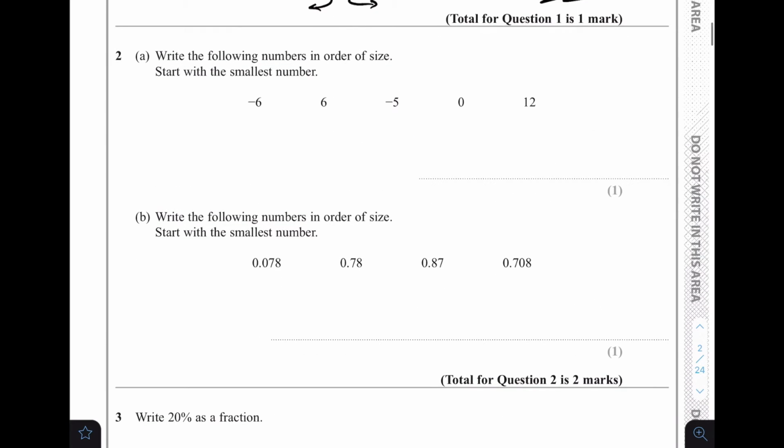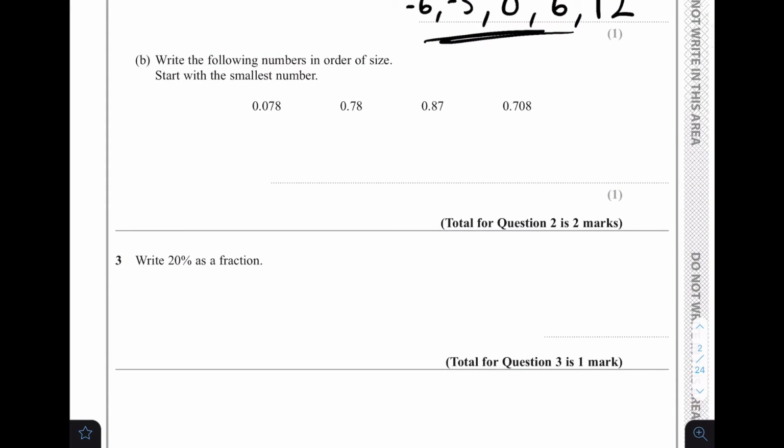Question 2. Write the following numbers in order of size. Start with the smallest number. Because we can see some negatives in this list of numbers, the smallest number will be the biggest minus number. So we can first start with -6. And then if we look next, we've got -5, which is bigger than -6 because along the number line, when you go to the right, you get to -5. And then we've got 0, and then 6, and then the largest number will be 12. So that's your answer there.